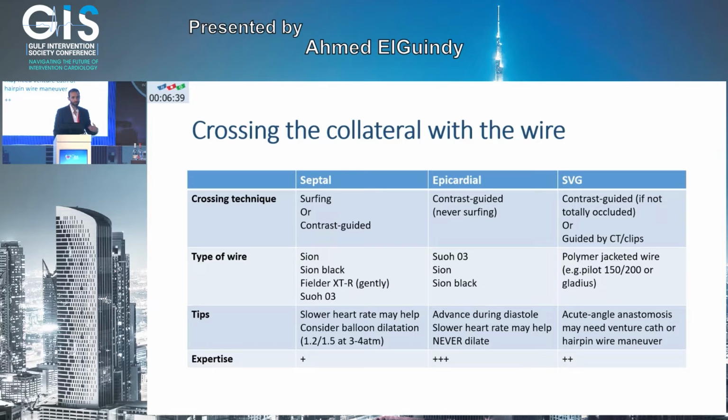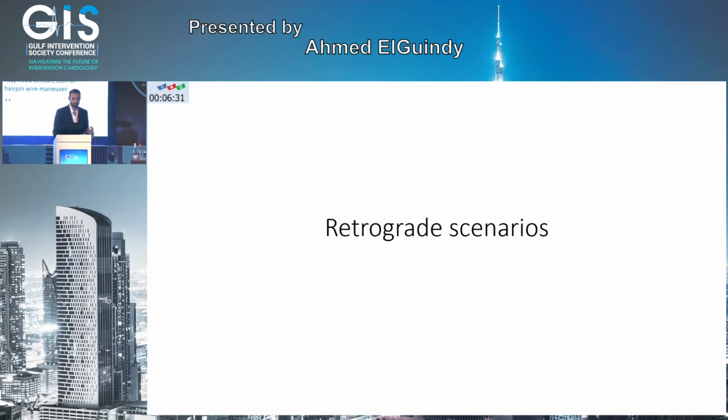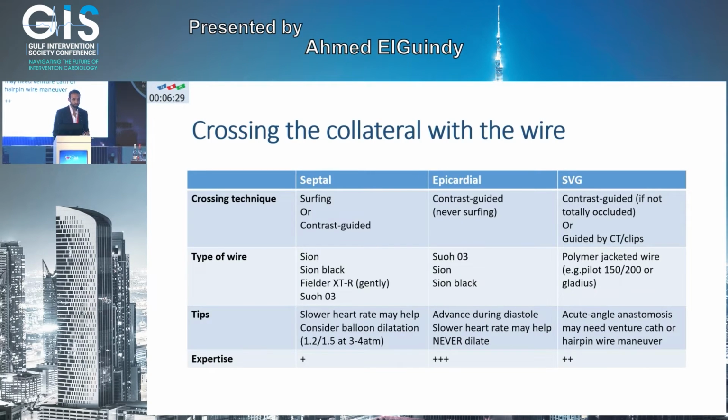And then once you get into that collateral, you want to cross it, and there are different techniques we use for septals versus epicardials versus SVGs. With septals, we use what we call surfing. Surfing is aimless. We just twist and rotate the wire. These are usually soft wires, a Sion or a Sion Black or a SUOH 03 in difficult anatomies, and you would want that wire to follow the septal.